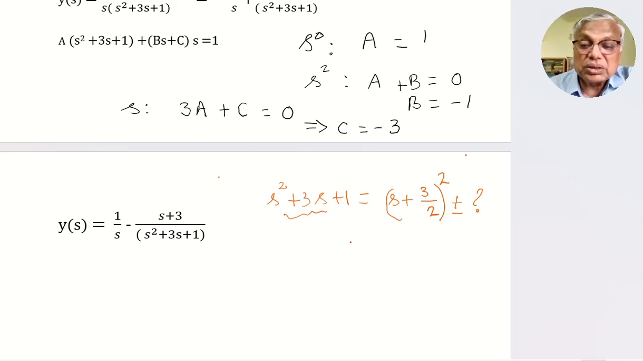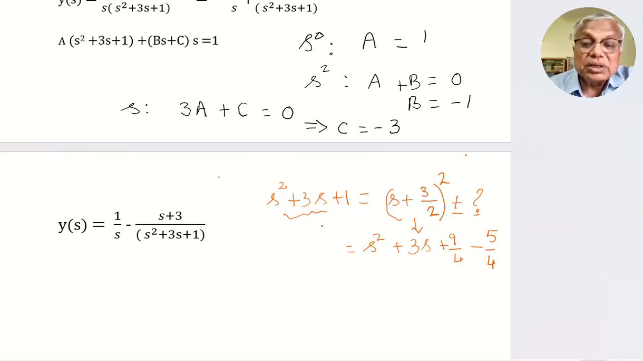Okay, so let me expand this. s plus 3 by 2 whole square, if I expand, is s square plus 3s plus 9 by 4, right? But I need 1 here. Instead of 1 I got 9 by 4. So what should this constant be? Is it plus or minus? It should be 1 here, but I have 9 by 4. So this should be 1 minus 9 by 4. Oh, so it's going to be minus 5 by 4.